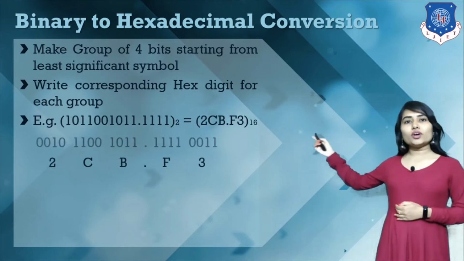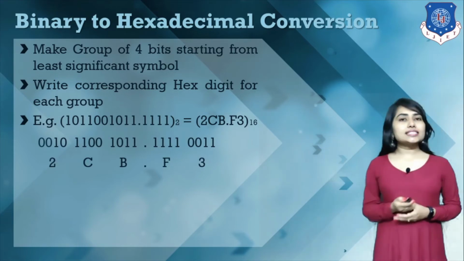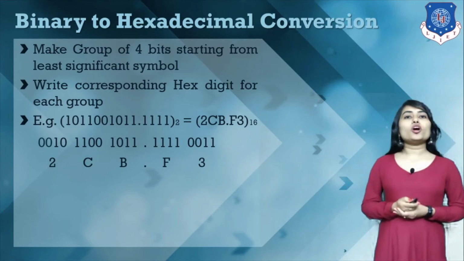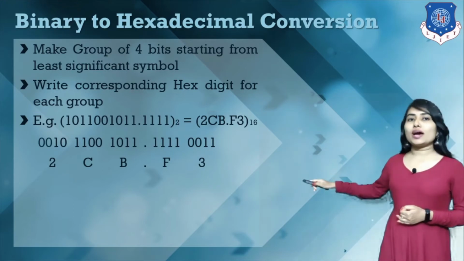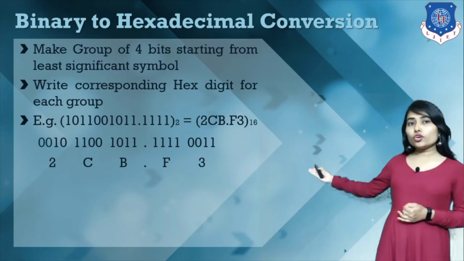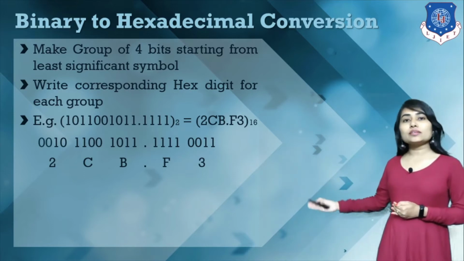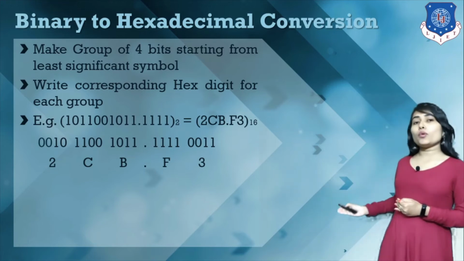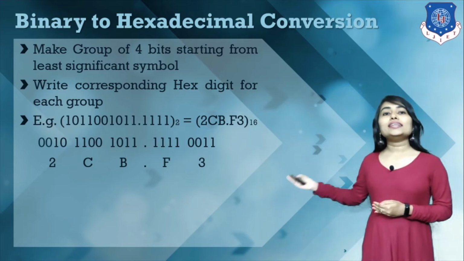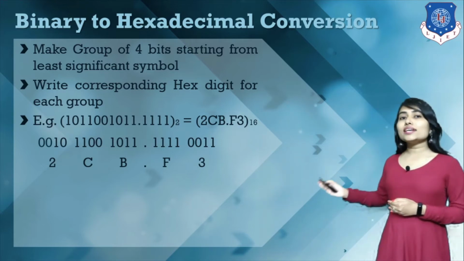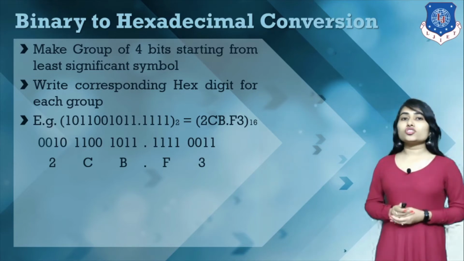Here we have one binary pattern, and this can be written in its hexadecimal form by making groups of 4 bits. This binary pattern is divided into 4-bit groups. Then for each 4-bit group we have its equivalent hexadecimal digit. So we have the hexadecimal number 2CB.F3. For B we have the value 1011. Now this 1011 is basically 11, and in hexadecimal this 11 is written as B.